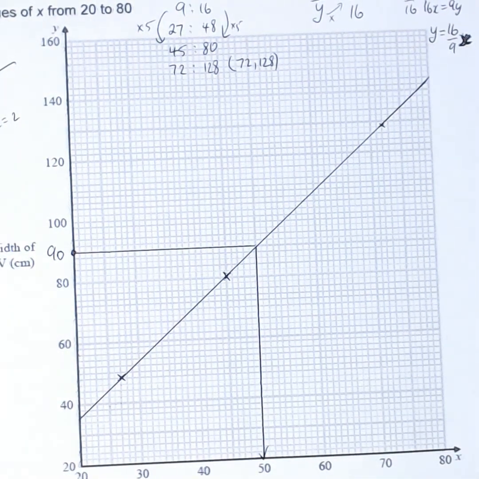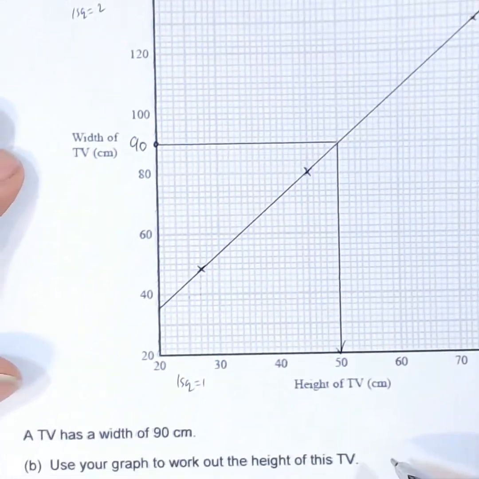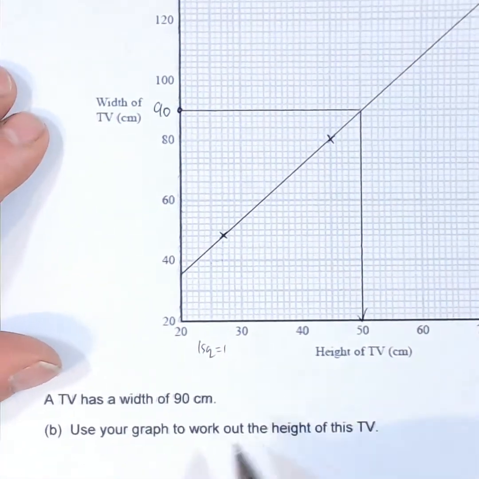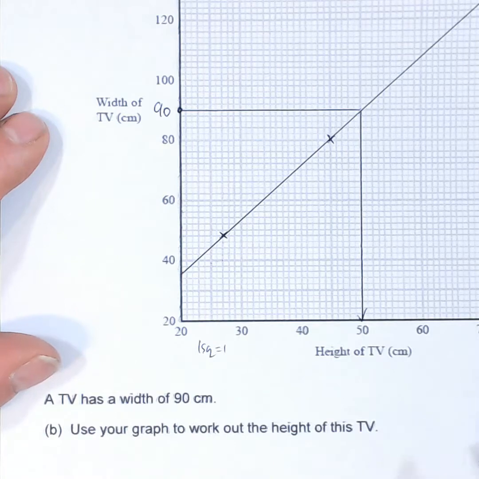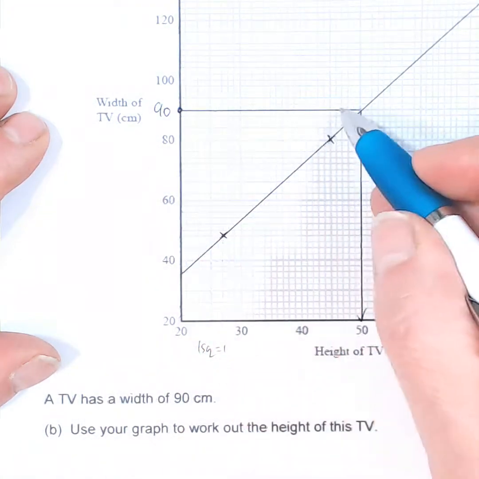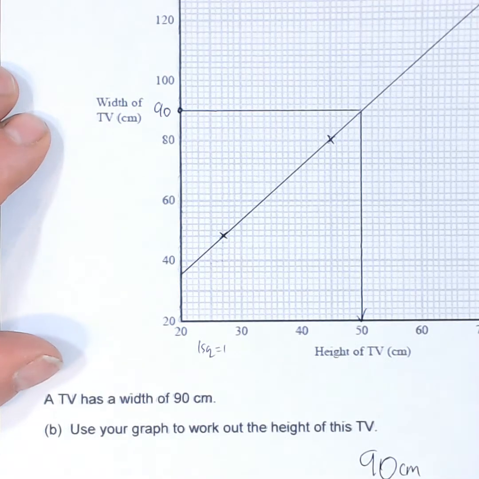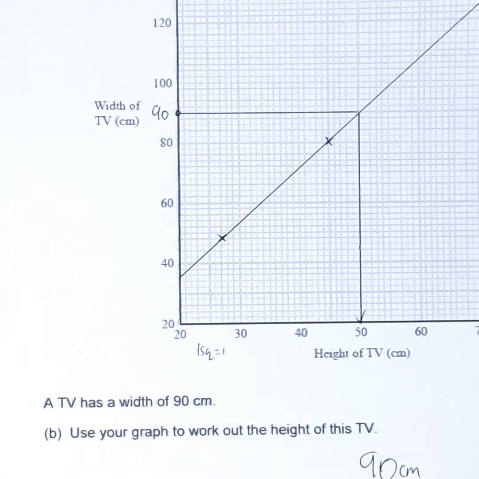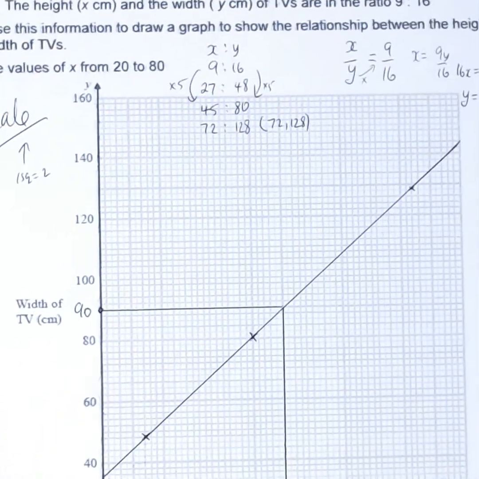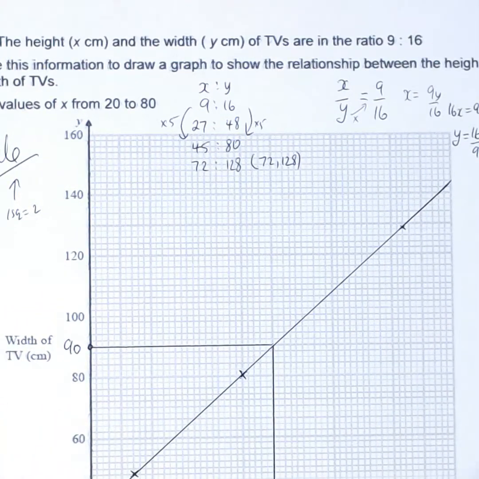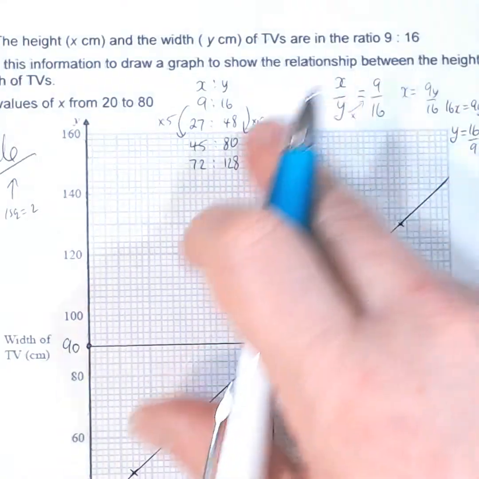Okay, so the question said at a width of 90, use your graph to find out the height of this TV. So we've gone to 90 on the width, come down here, and we know that the answer is going to be 90 centimetres because of the units of the question. Okay, so that's an example of how to use y equals mx plus c in terms of straight line graph work with using ratios.